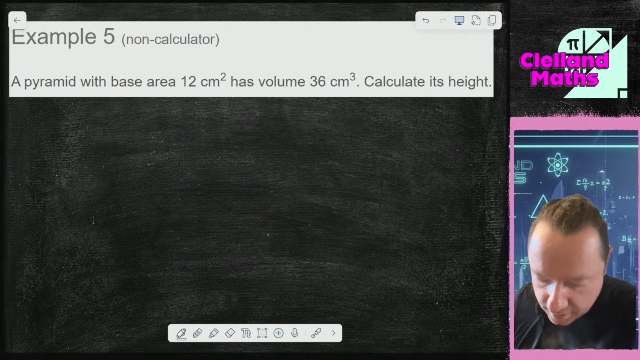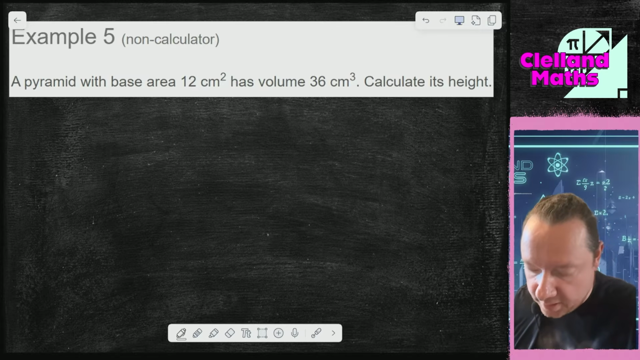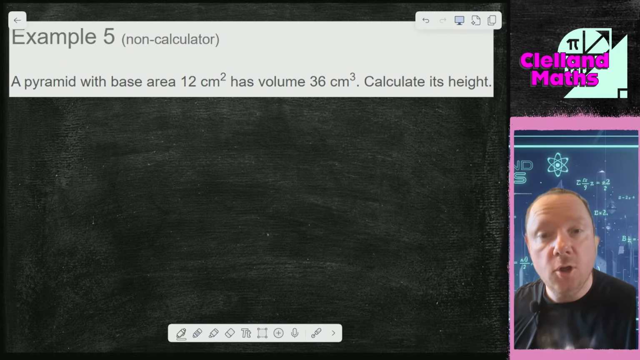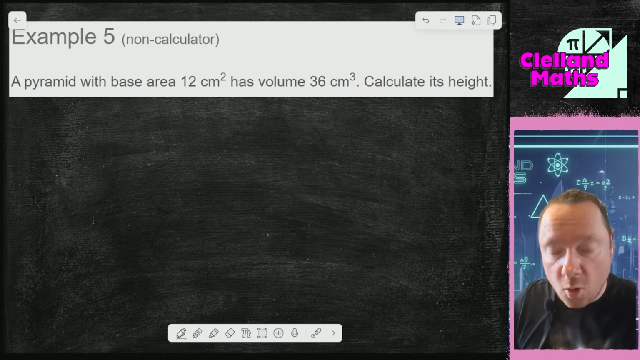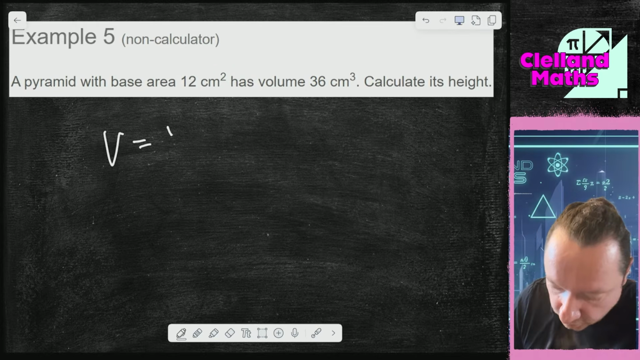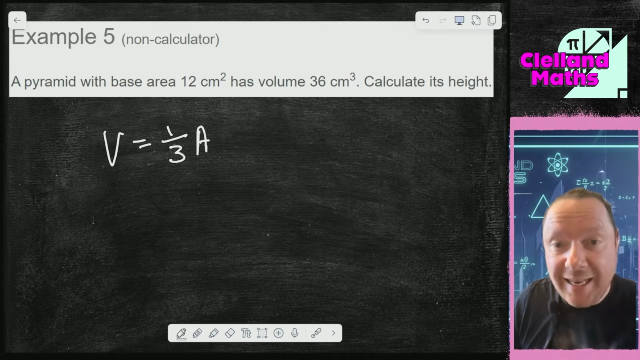Example 5 on volume. A pyramid with base area 12 centimeters squared has a volume of 36 centimeters cubed. Calculate its height. So from the start of the exam paper, the volume of a pyramid is 1/3 times the area of its base times the height.